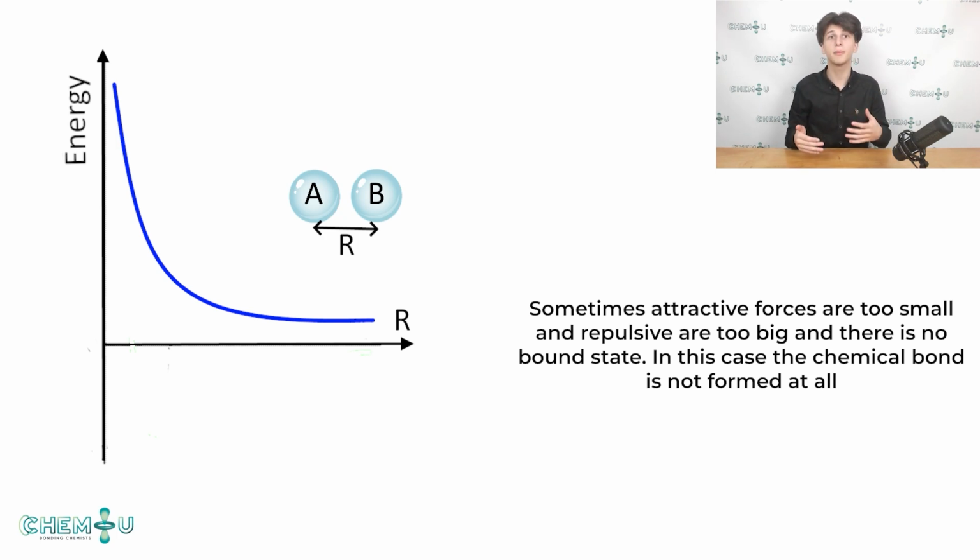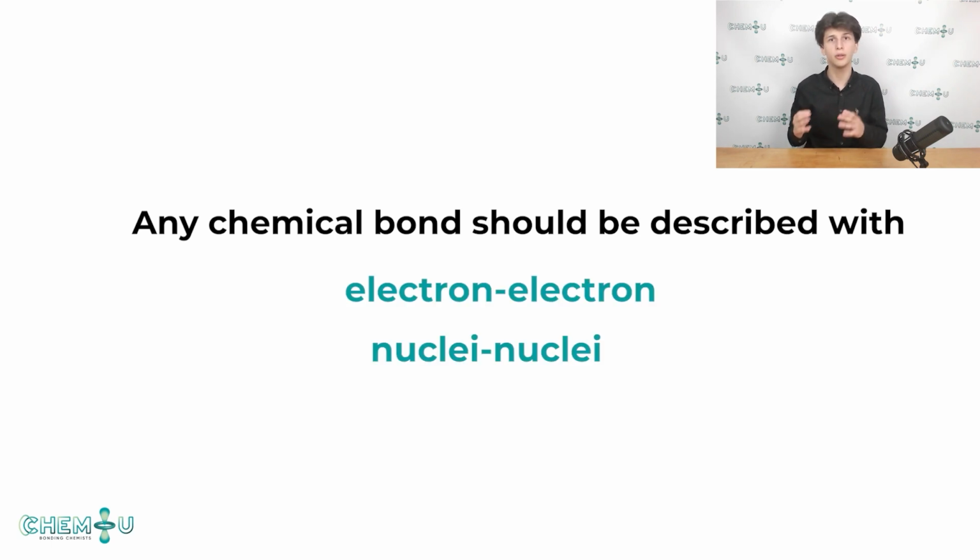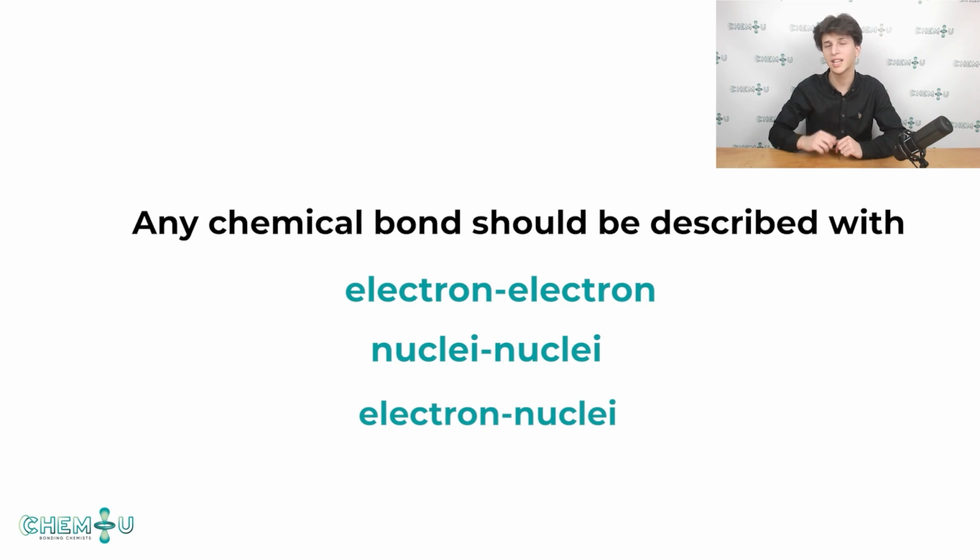Until now, we have tried to describe the chemical bond using only laws of classical physics. Unfortunately, classical physics cannot treat the movement of very tiny particles in an adequate manner. For this purpose, we should use quantum mechanics. It's a very broad branch of physics, which helps us to describe the behavior of very small particles, such as electrons, for example. These particles are so small that we don't even know if it's a particle or a wave. It is something in between. Well, I guess it's quite obvious now that any chemical bond should be described with electron-electron, nuclei-nuclei, and electron-nuclei interactions. All these particles are very small and behave according to the laws of the quantum world, not the classical one.